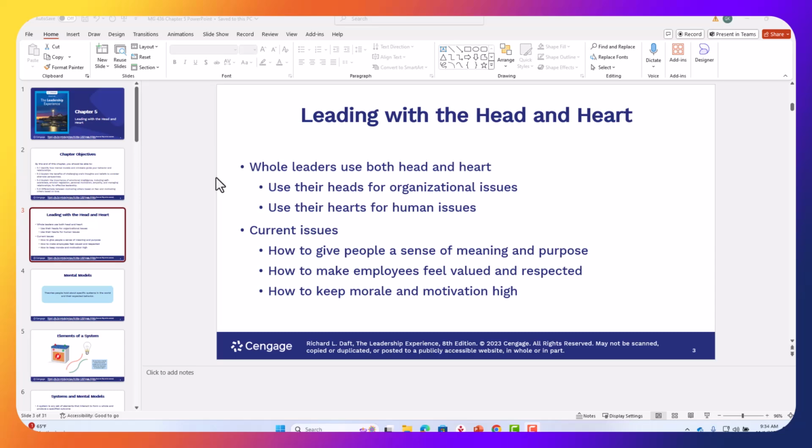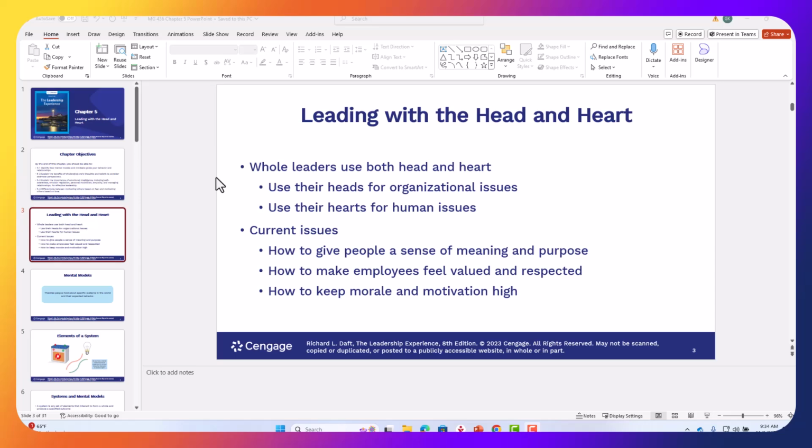Leading with the head and the heart. Whole leaders use both their head and their heart. They use their heads for organizational issues. They use their hearts for human issues. Current issues: how to give people a sense of meaning and purpose, how to make employees feel valued and respected, how to keep morale and motivation high.